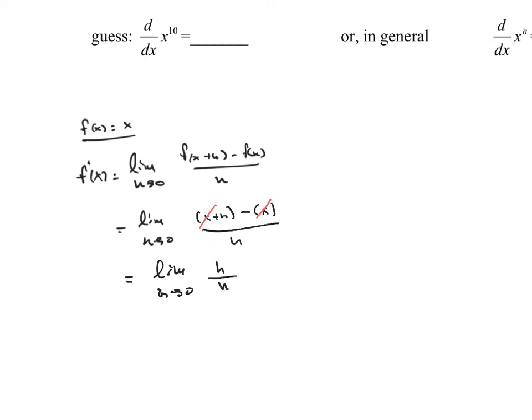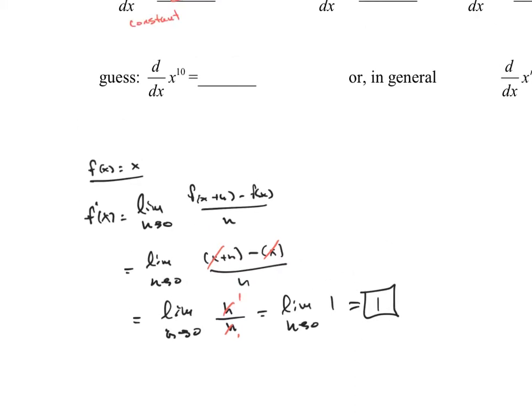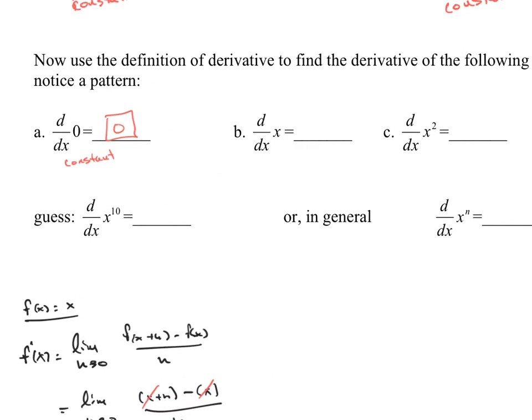So now we have the limit as h approaches 0 of h over h. The h's simplify into 1s. So this would be the limit as h approaches 0 of 1. Well, the limit of a constant is that constant, as we learned in a previous section, so the answer would be 1. So what did we just learn? We learned that the derivative with respect to x of x is 1.